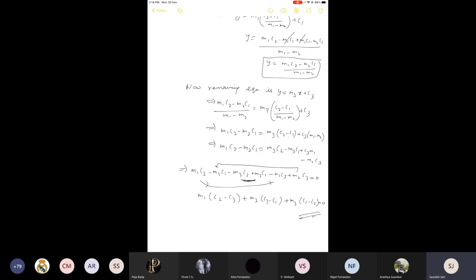And this is what we are supposed to prove. So forget about the calculation. The concept is very simple. You solve any two equations and from there you find the values of x and y and you put this in the third equation. Then this way we can solve this.